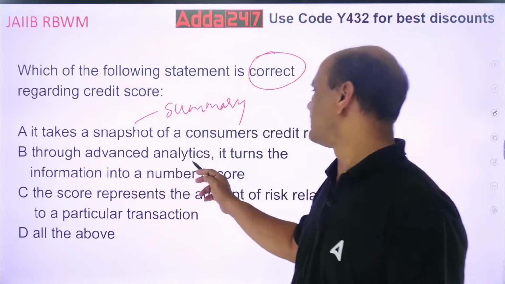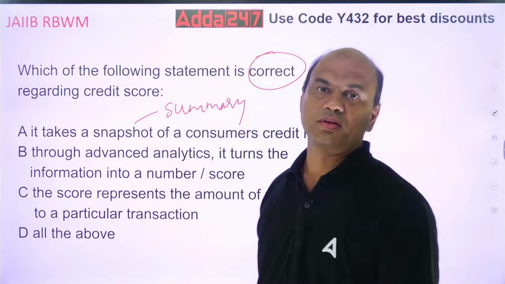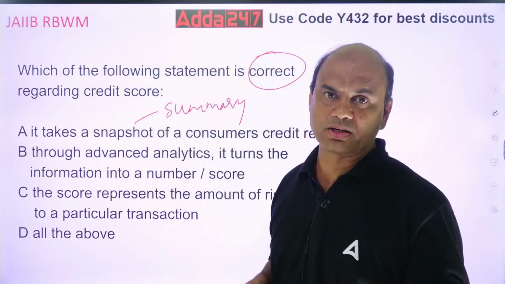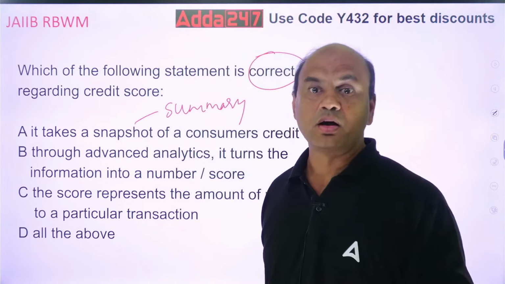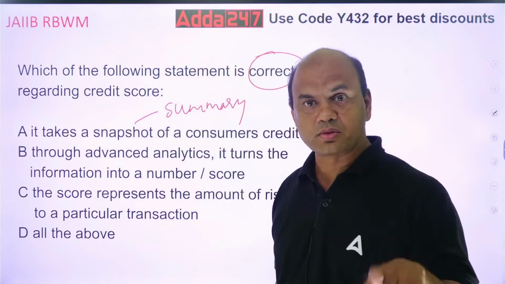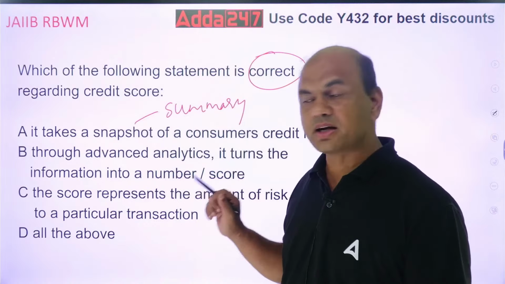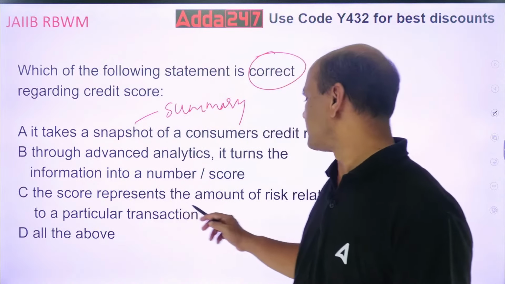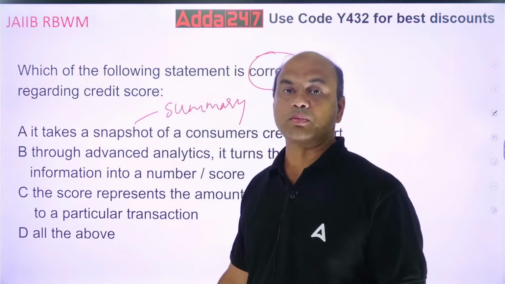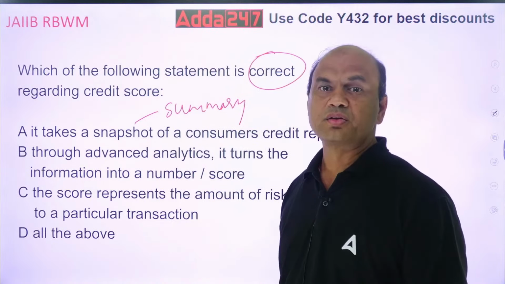Through advanced analytics, it turns the information into a number. Means this whole history of that customer, how many loans has the customer taken, how many has he repaid, how many have become NPA. All this will be calculated and converted into a number. Okay, it's a 3-digit number. The score represents the amount of risk relating to a particular transaction. So amount of risk, depending on the score, you can definitely decide, right? So this score is what?